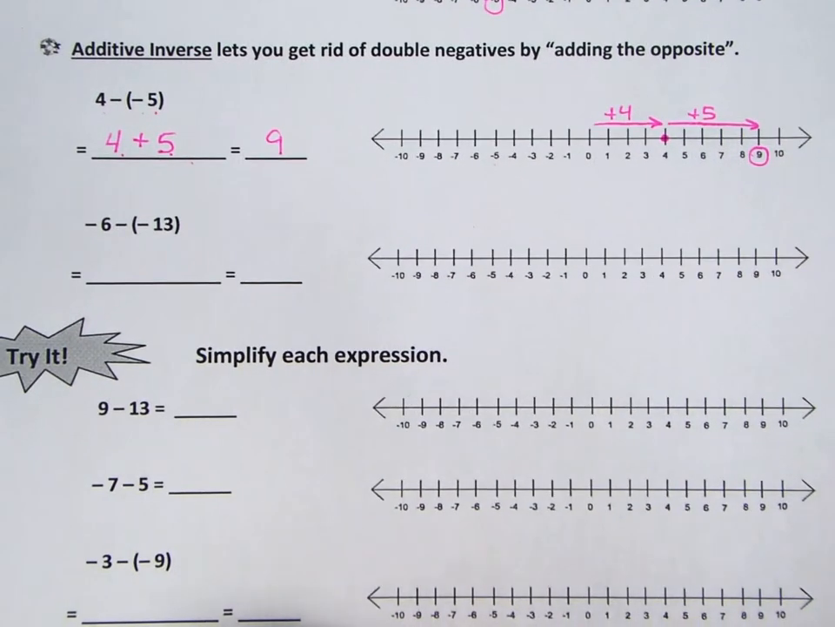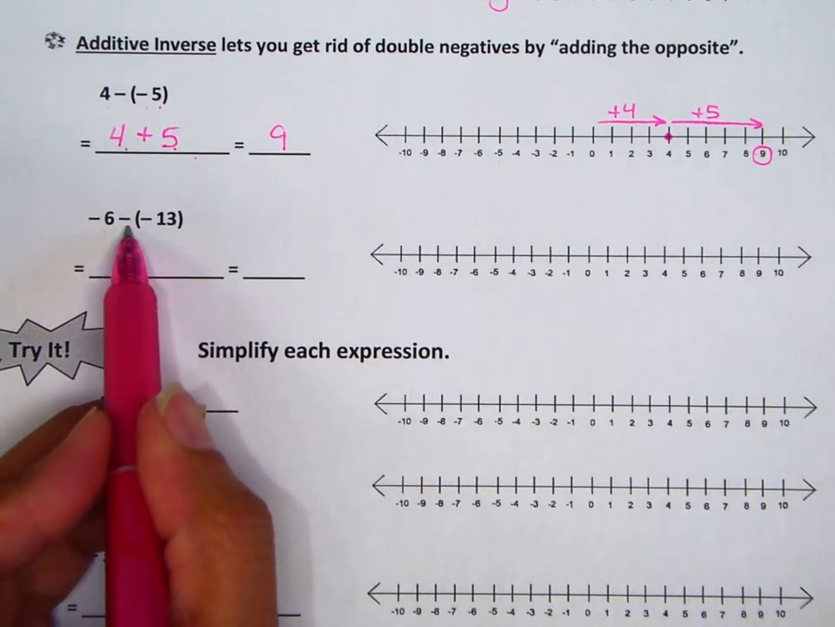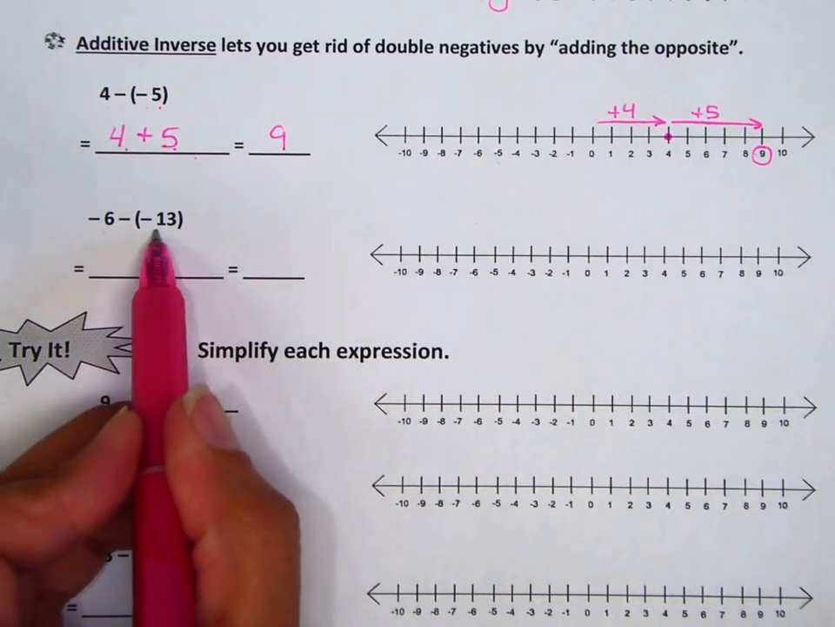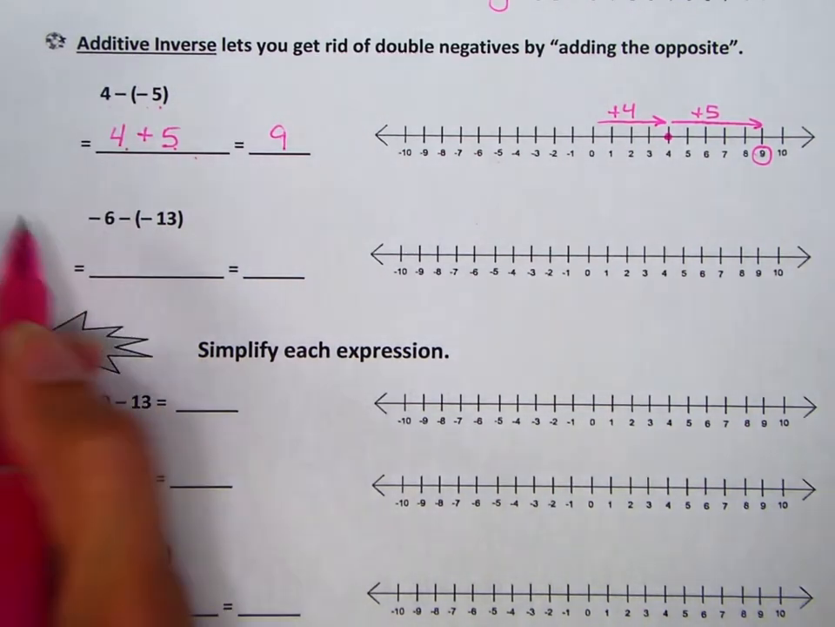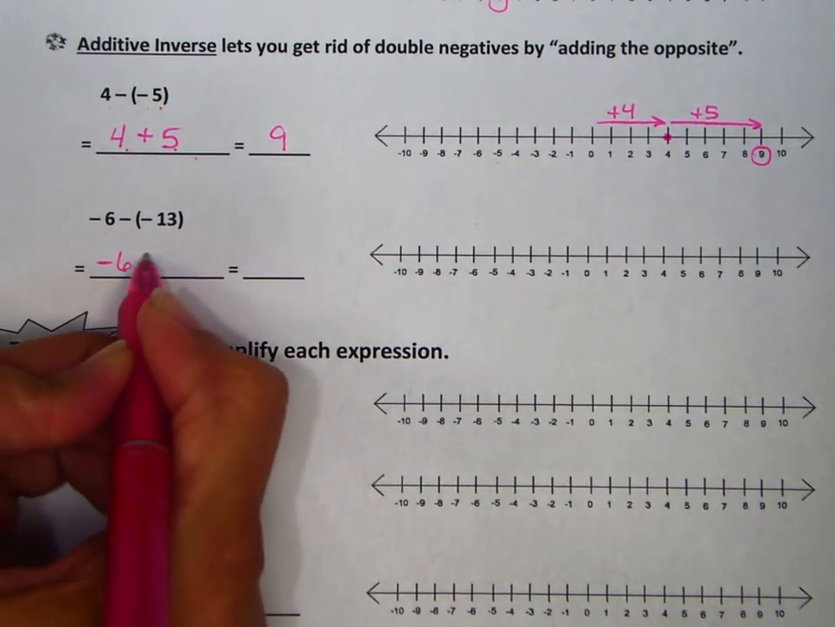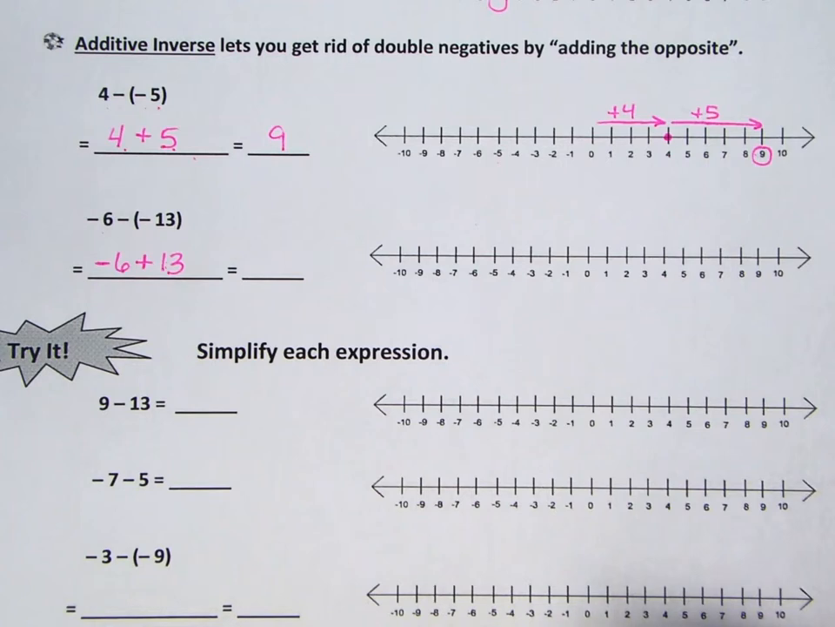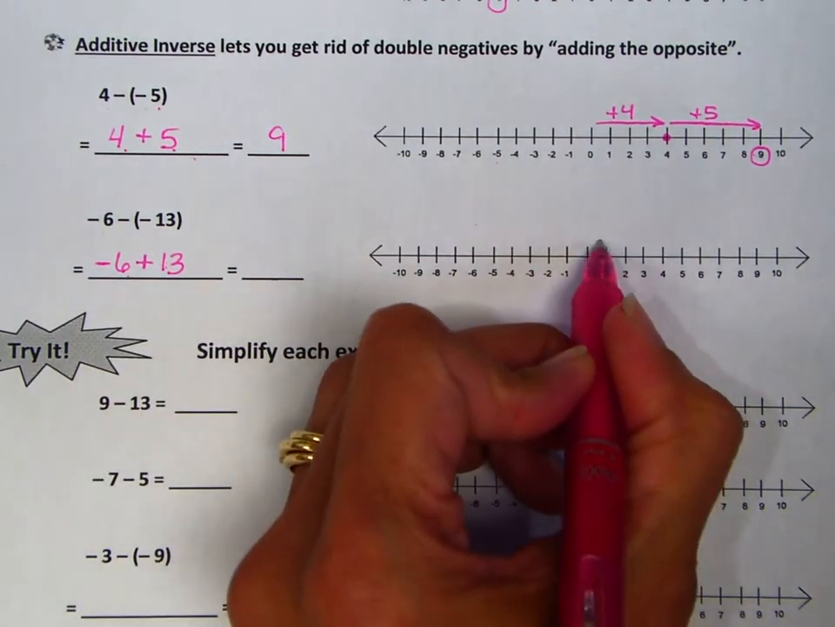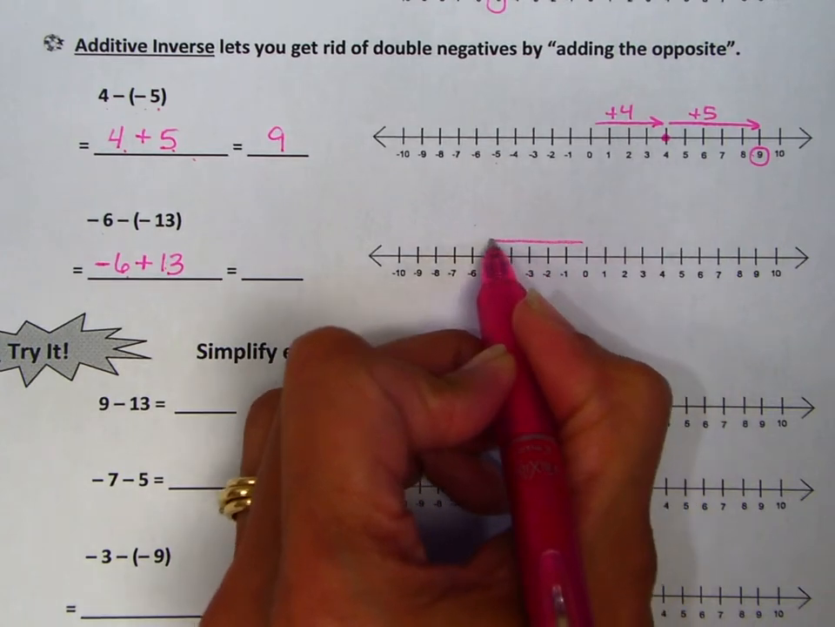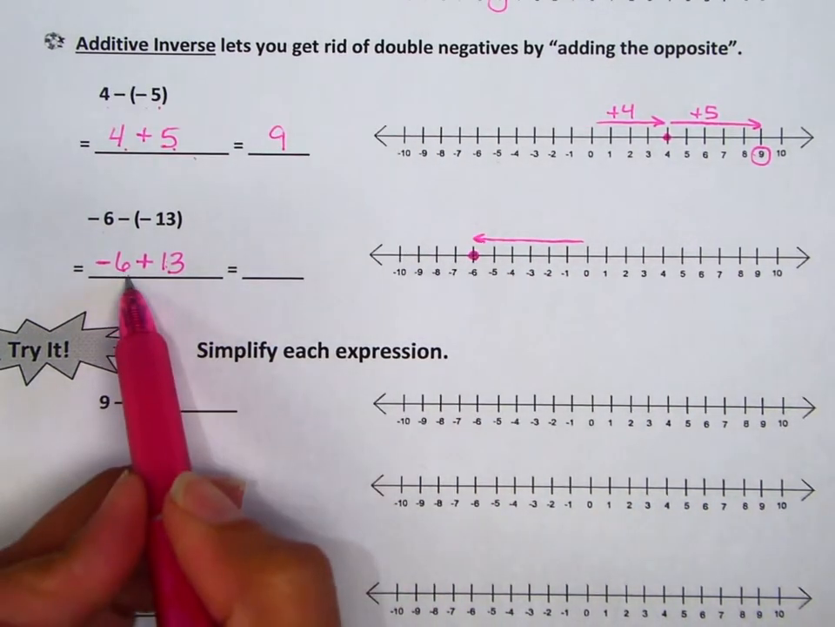Let's try it with another negative integer. This time we're going to start with negative 6, and here's that double negative, minus a negative 13. Let's use our additive inverse rule and make that an adding the opposite. So now let's use the number line and move towards negative 6 and graph our point. That's where we're at right now, at negative 6.